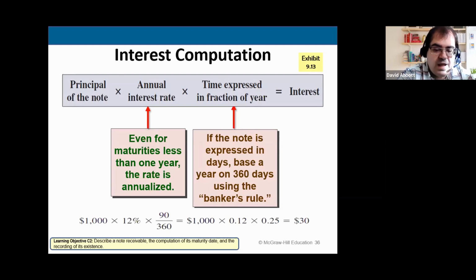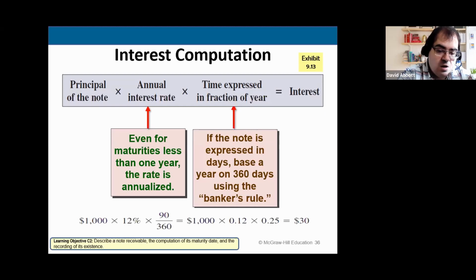And so to simplify interest computations, a year is commonly treated as having 360 days, called the banker's rule in business and widely used in business transactions. We treat a year as having 360 days of interest computation in examples and assignments.